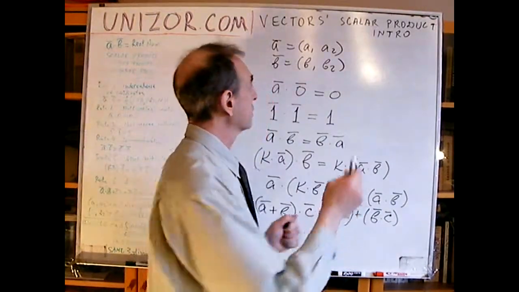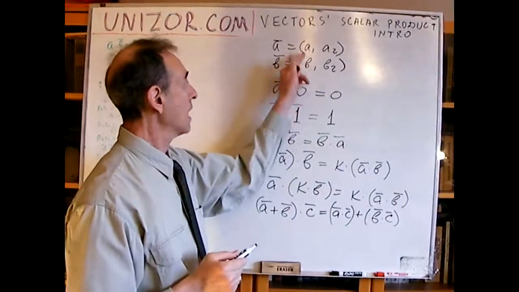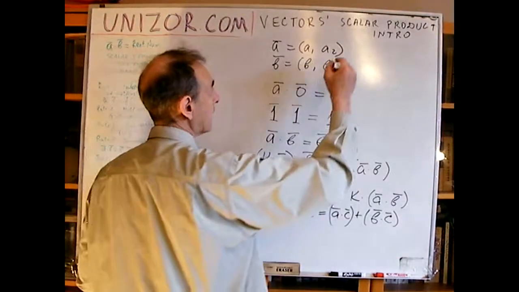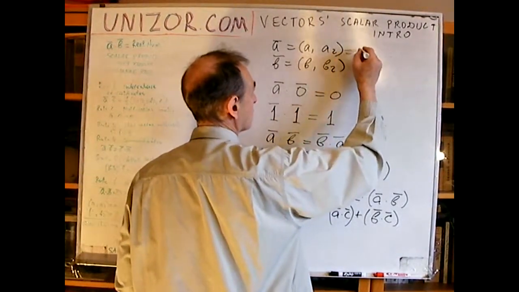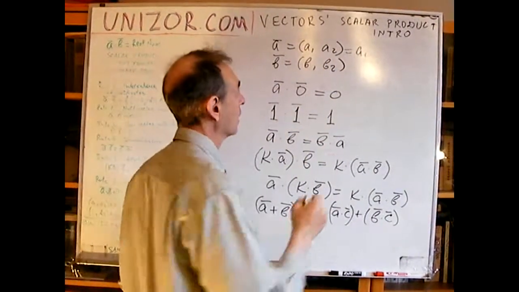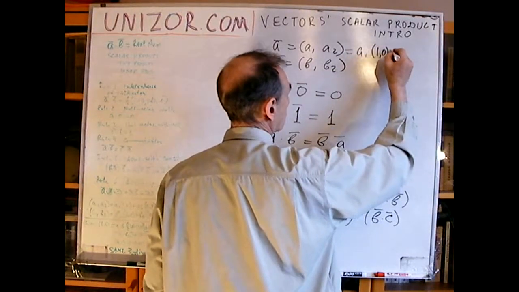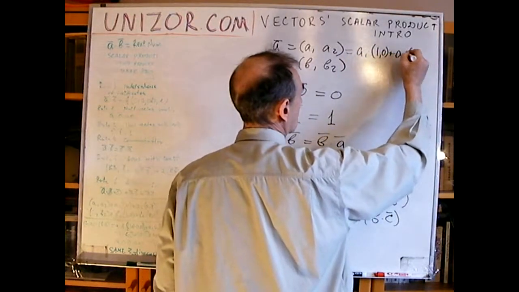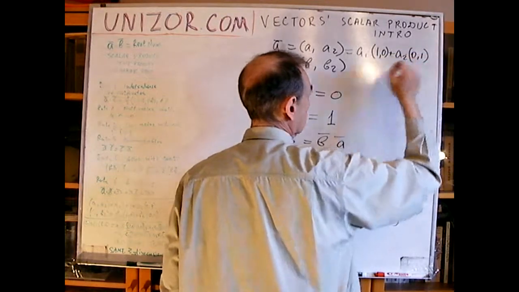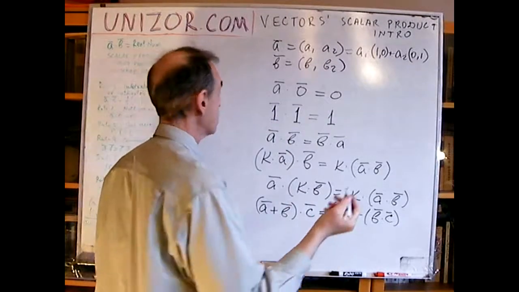Think about the vector A, which has components A1 and A2 along the coordinates. I can actually write this vector as the following: as a constant A1 multiplied by a vector (1, 0) plus constant A2 multiplied by a vector (0, 1). Now, why? I think it's quite obvious.